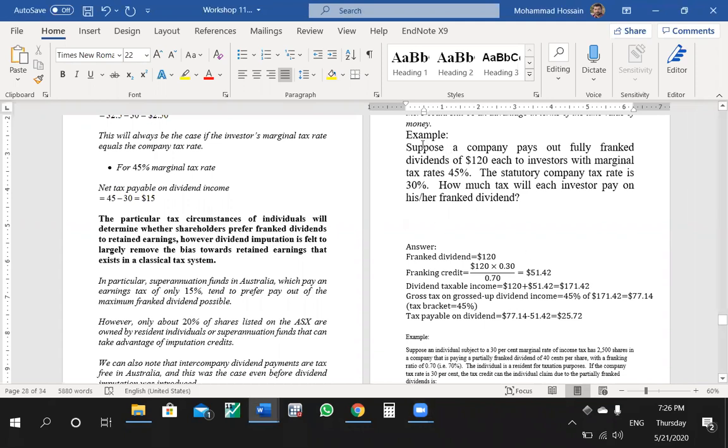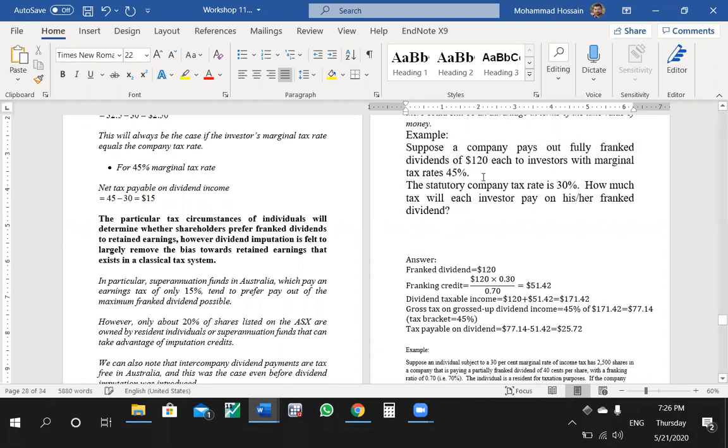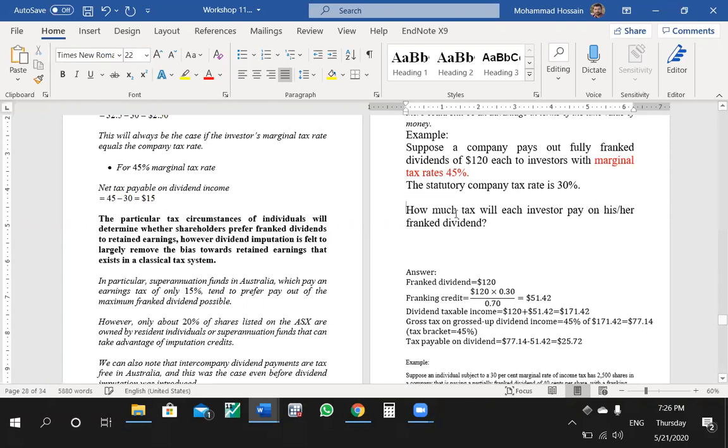So here, the company has paid $120 after paying 30%. The company tax rate is 30%. You see that? And the marginal tax rate means the personal investor. Look at this. The marginal tax rate is 45%. So marginal tax rate means individual tax rate, and the 30% is the company's tax rate. So the question is, how much tax will each investor pay on his or her franked dividend?